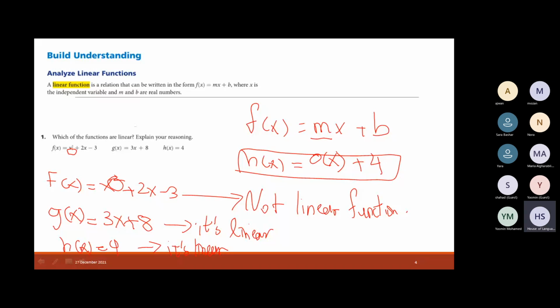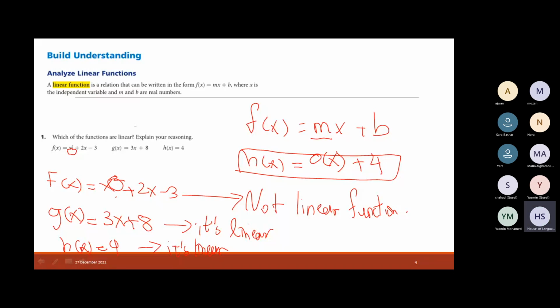But do you know what I mean by linear function? Because we have a lot of types: we have linear function, quadratic, cubic functions, trigonometric functions, a lot. Okay, so today, know what I mean by linear function. This one is a quadratic function.